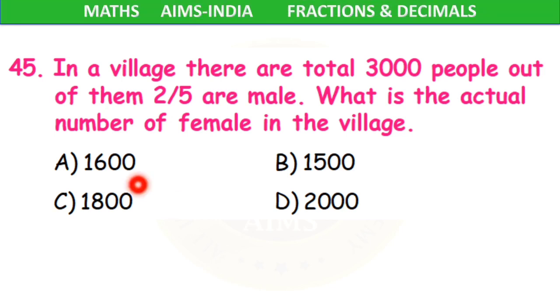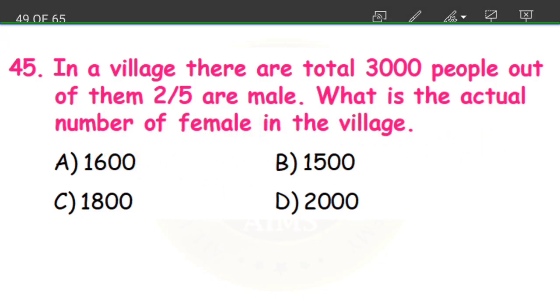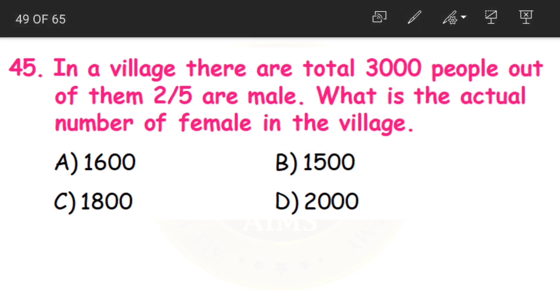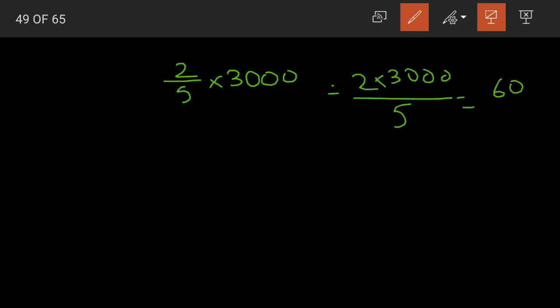Next, question 45. In a village, there are a total of 3000 people. Out of them, 2 by 5 are male. Now, what is the actual number of females in the village? What is the question? There are 3000 people, that is, this is our total population, out of which 2 by 5 are male. 2 by 5 of 3000. That means we have to multiply 2 into 3000 divided by 5. That would be 6000 divided by 5.